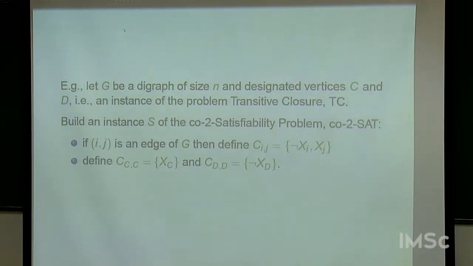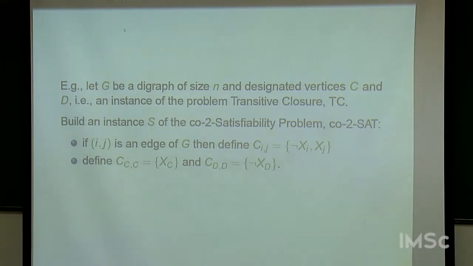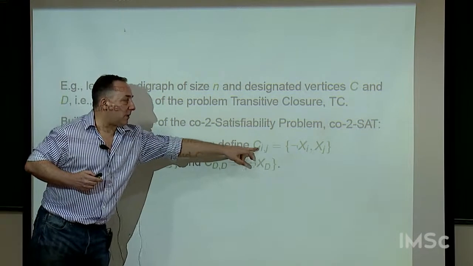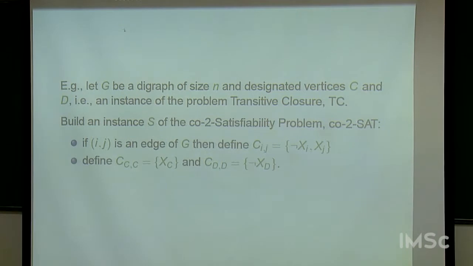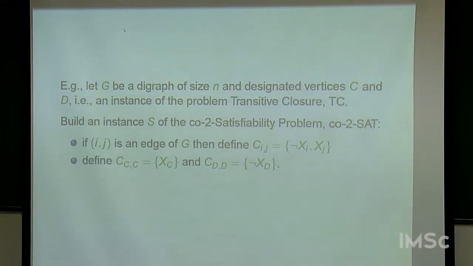Let's have an example. Let G be a digraph of size n, with designated vertices C and D, and suppose it's an instance of the transitive closure problem. Normally I'd want to know whether there's a path from C to D. I'm going to build an instance of the complement of the 2-satisfiability problem. It's a very simple reduction. If I have an edge ij in my digraph, then I'm going to build the clause (not xi or xj). And I'm also going to have the clause consisting of just xc and the clause not xd.